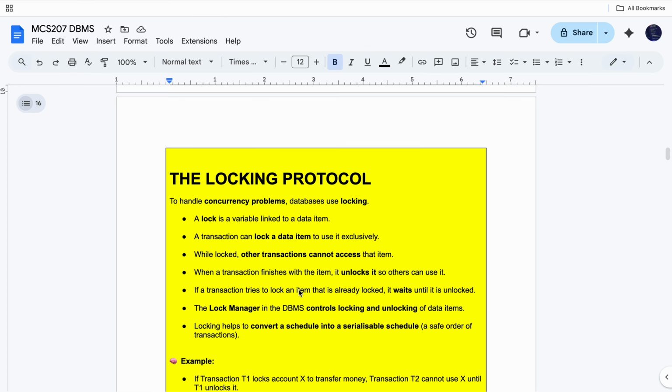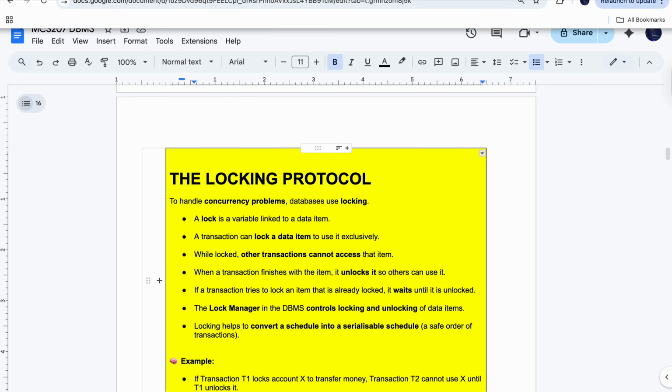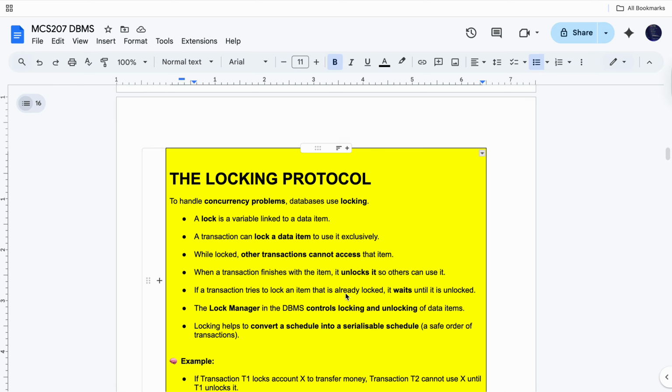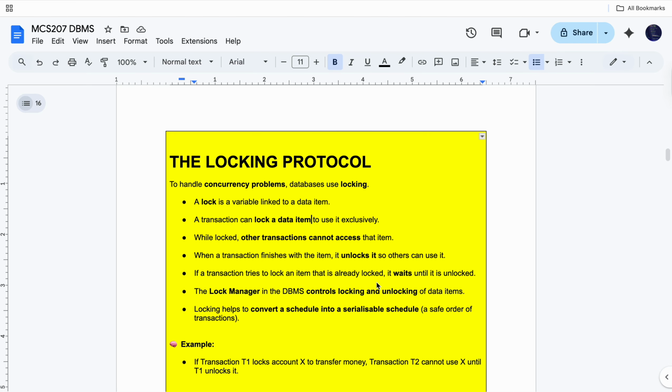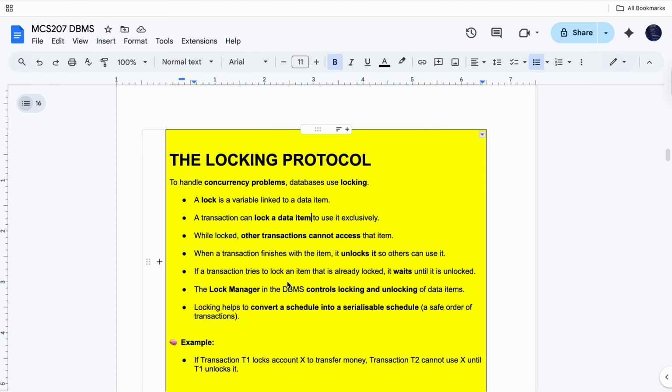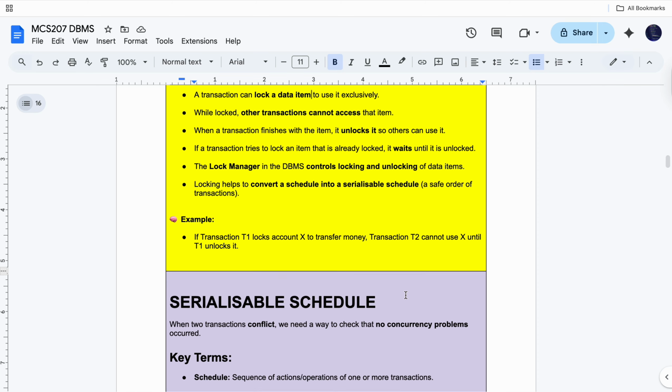The locking protocol. To handle concurrency problems, the database uses locking. A lock is a variable linked to a data item. A transaction can lock the item it uses. When a transaction finishes with the item, it unlocks it so others can use it. If a transaction tries to lock an item that's already locked, it waits until it's unlocked.